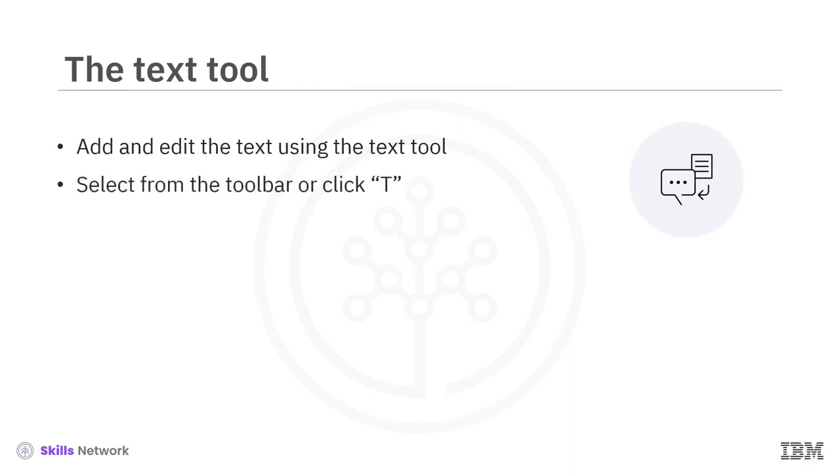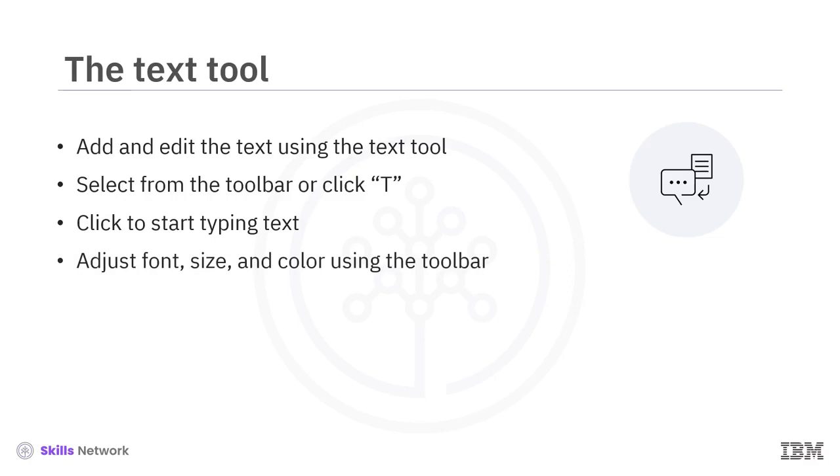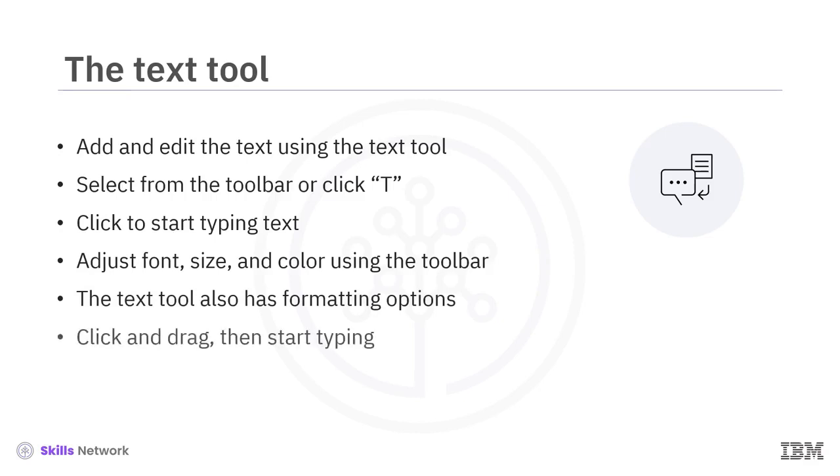Select the text tool from the toolbar or use the keyboard shortcut T. Click anywhere on the canvas to start typing text. You can adjust the font, size, color, and other properties using the toolbar or the right sidebar. The text tool also has text formatting options, including bold, italic, underline, and more. To create text boxes with a fixed width and height, click and drag, and then start typing.